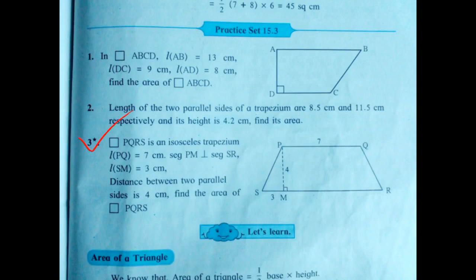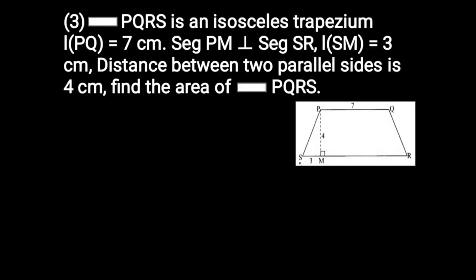Quadrilateral PQRS is an isosceles trapezium. Length of PQ is equal to 7 cm. Segment PM is perpendicular to segment SR. Length of SM is equal to 3 cm. Distance between two parallel sides is 4 cm. Find the area of quadrilateral PQRS. In the question, what was given? First you have to try that.